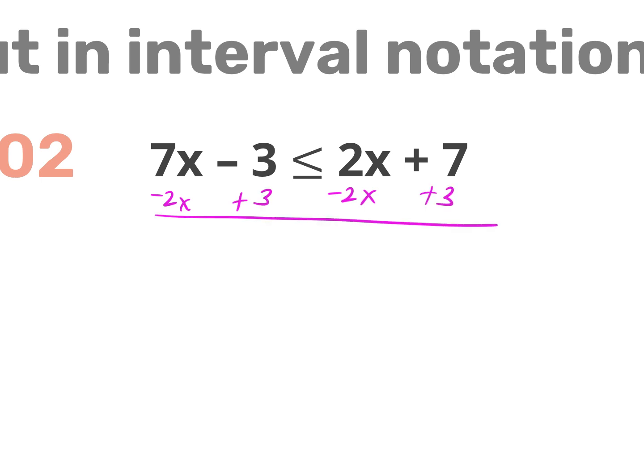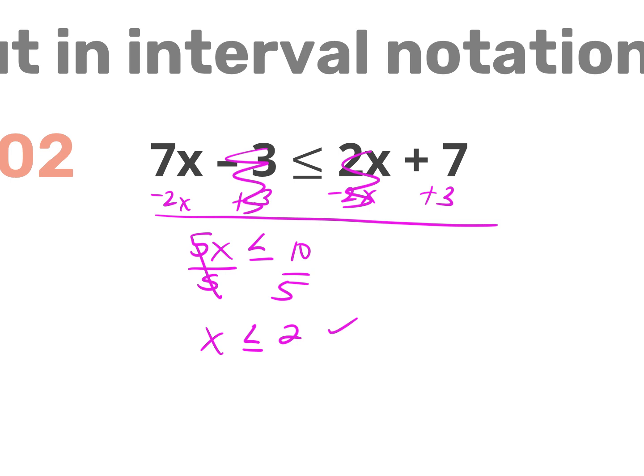You guys agree? 7x minus 2x is 5x. 3's will cancel. Less than or equal to. 7 plus 3 is 10. Now I need to divide by 5. Did I multiply or divide by a negative number? No. So my sign stays just like that. And 10 divided by 5 is 2. All right. There's our first part of our answer, our inequality statement.